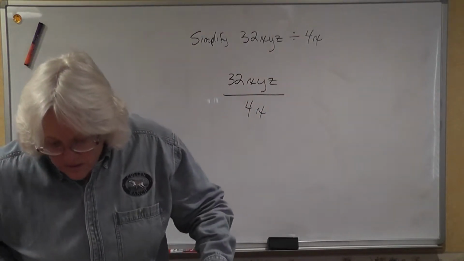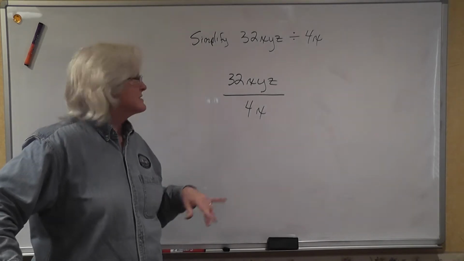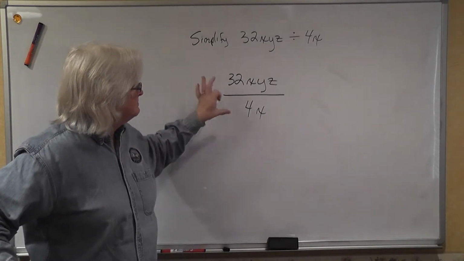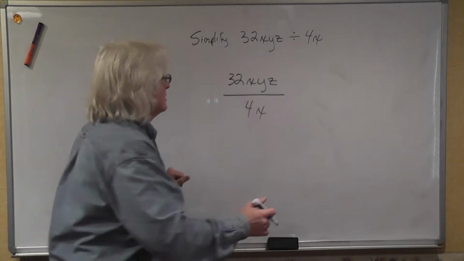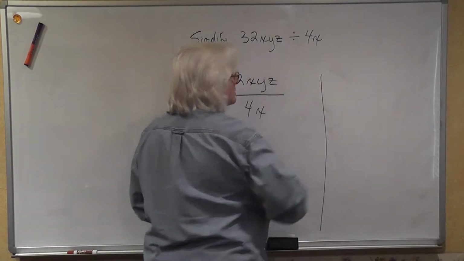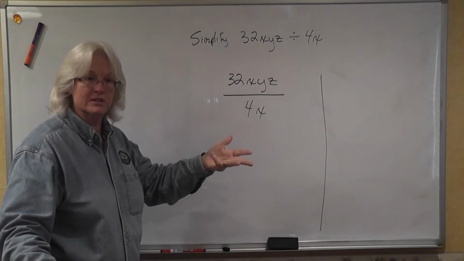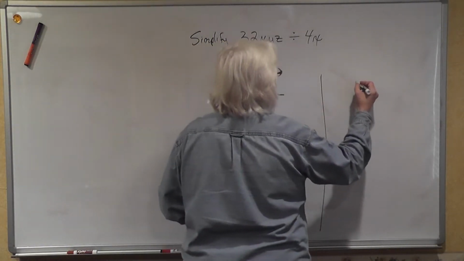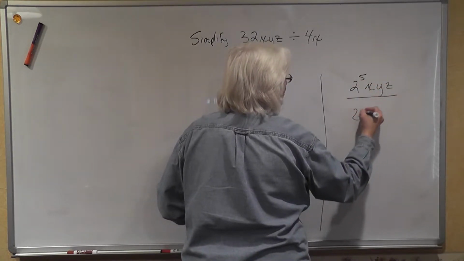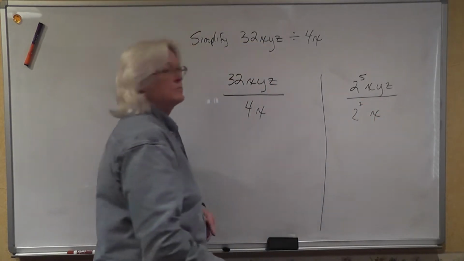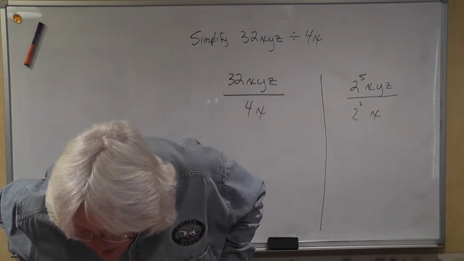So what are we going to do next? We're going to take this 2 different ways. We can rewrite this where we have factored our numerator and our denominator into products of primes, or we can simply cancel common factors. If we prime factor 32, it becomes 2 times 2 is 4 times 2 is 8 times 2 is 16 times 2 is 32. It becomes 2 to the 5th times x times y times z, and 4, of course, becomes 2 squared. So we have 2 squared x, which is exactly what your text has done.